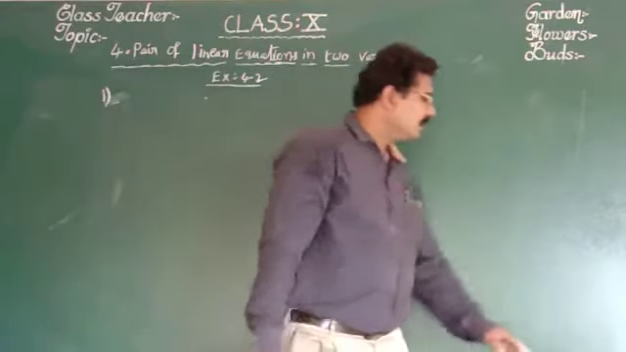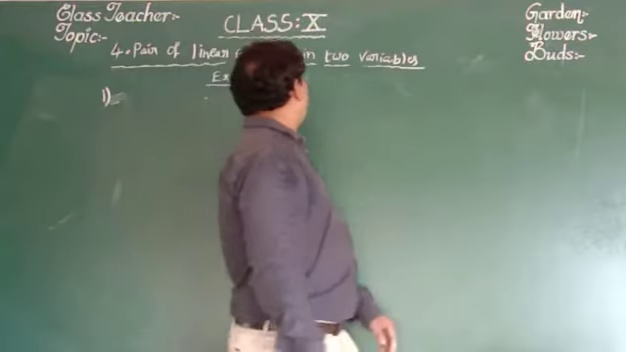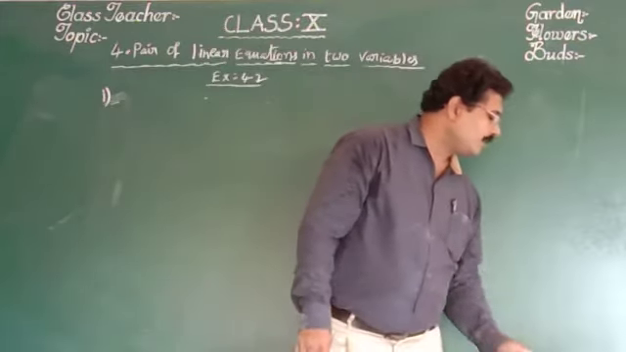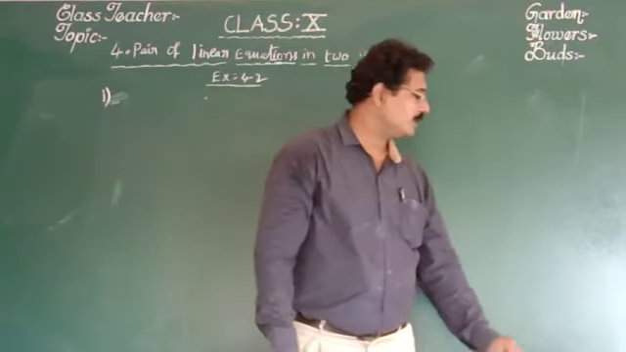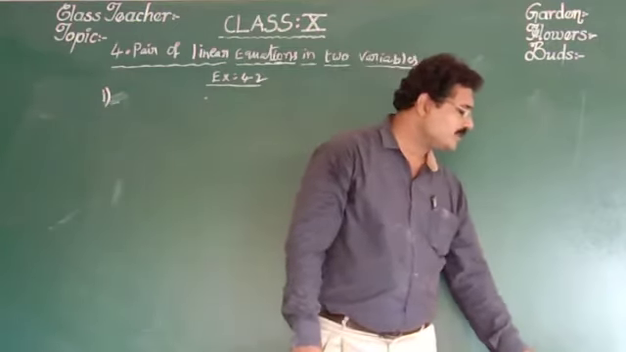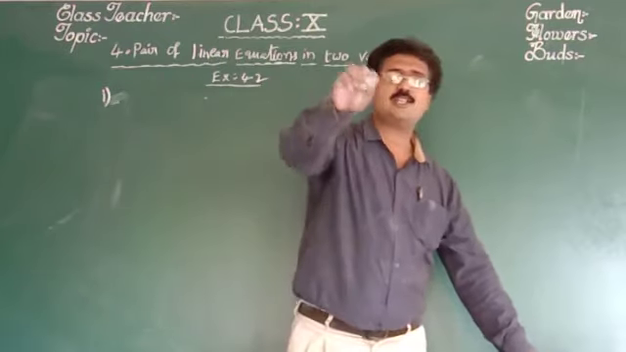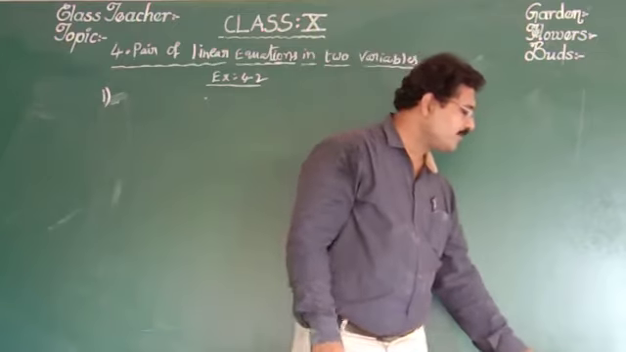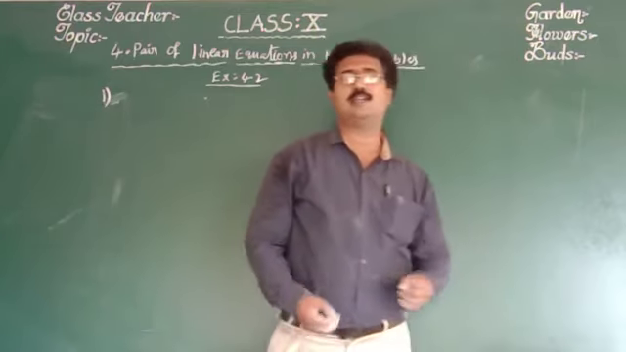See, exercise 4.2. Form a pair of linear equations for each of the following problems and find their solution. The ratio of incomes of two persons is 9:7 and the ratio of their expenditures is 4:3. If each of them manages to save 2000 rupees per month, find their monthly income.